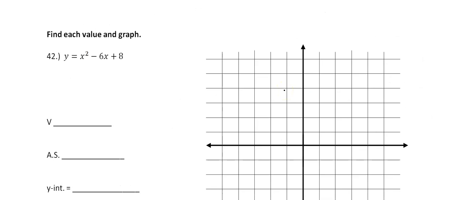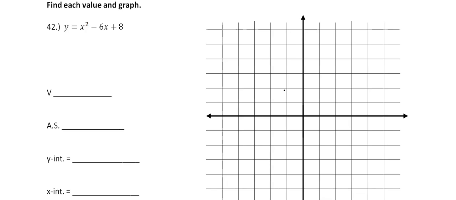The next one, find each value and graph. So this one, the vertex, since this is in standard form, to find the vertex, I do opposite of b over 2a. 6 over 2 is a 3. That's the x value for my vertex. I have to plug it back in to get the y value. So I'm going to plug this guy back in.